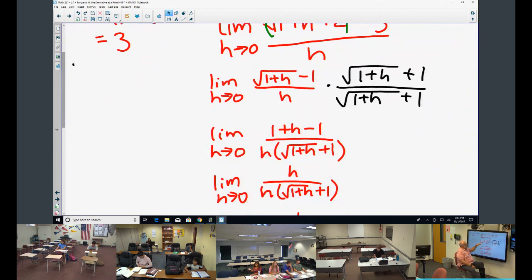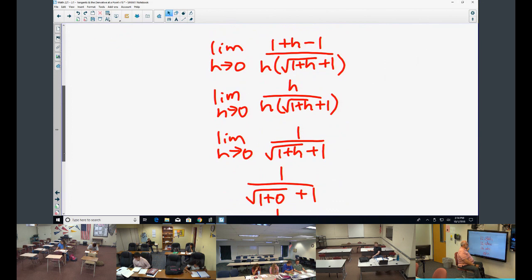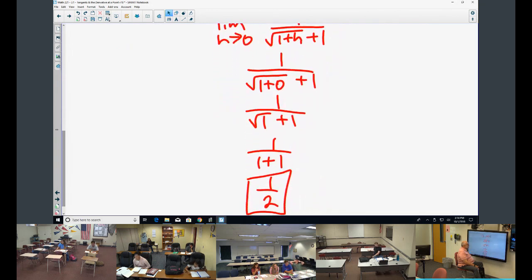And so then when I multiply by the conjugate, then 1 plus h squared will come out of the radical, and then the outer and the inner terms cancel, and then I have minus 1. And then the denominator, don't multiply it out. So then the 1's cancel, the h's cancel, and so I'm left with 1 over radical 1 plus h plus 1. So now I can plug in 0 for h. So then that's going to give me 1 plus 0 under the radical, or the square root of 1, and 1 plus 1 is 2. So the answer is 1/2.